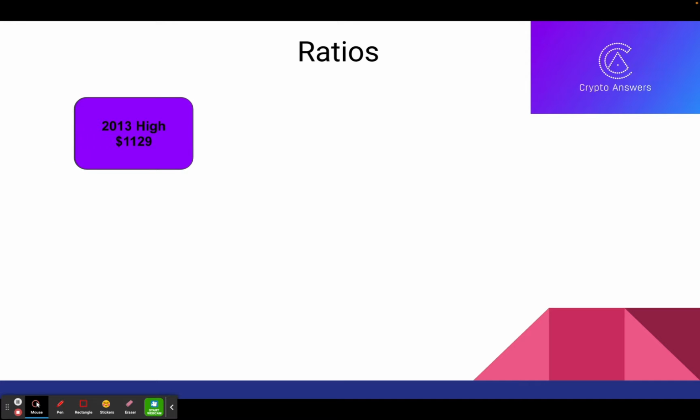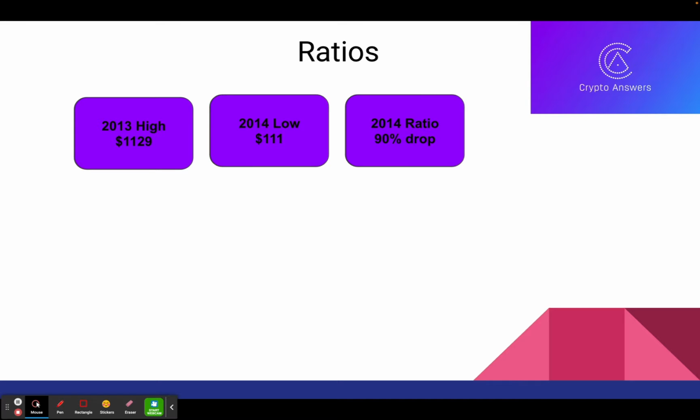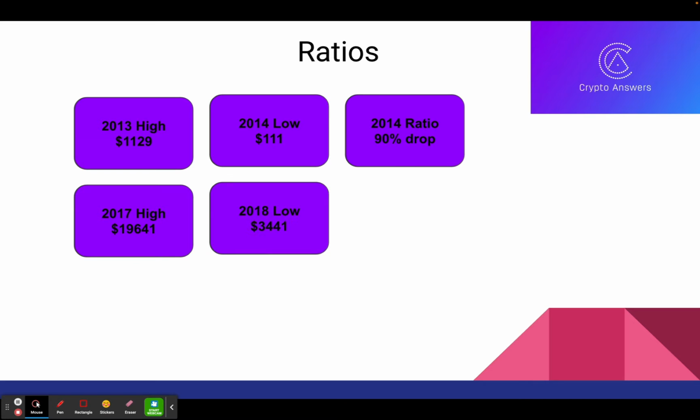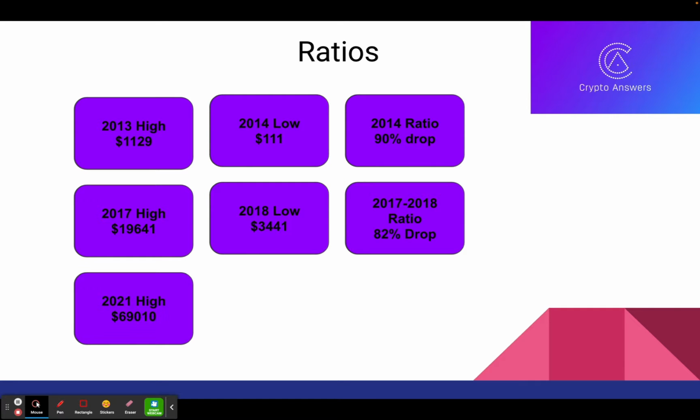So again, in 2013 we had the 1129 high, and then we had the 111 low in 2014. And if you do the numbers, that's a 90% drop. In 2017 we had a 19,641 high. We had a 3,441 low, and that's an 82% drop. So in 2021, we had a 69,010 high, and we're trying to get that low. So that's what we're trying to calculate.